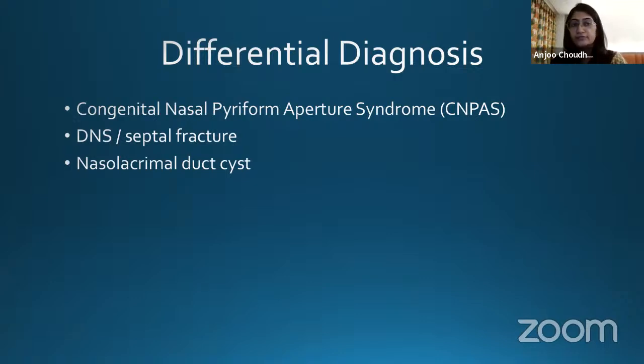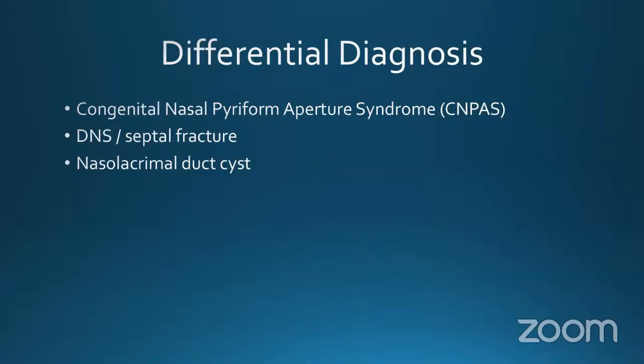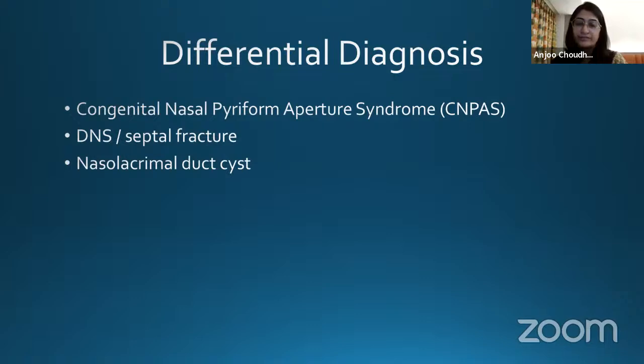Other differential diagnoses can be a deviated nasal septum or a septal fracture during vaginal delivery. Sometimes children can be born with a nasolacrimal duct cyst, unilateral or bilateral. These also can result in similar problems of passing a catheter behind. So CT scan will help to rule out all these pathologies.